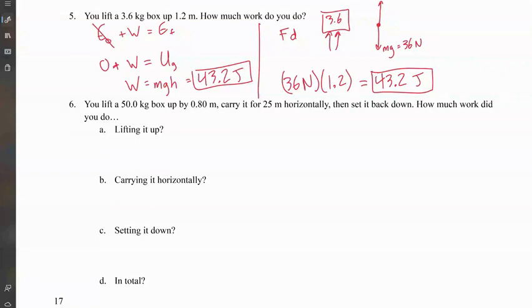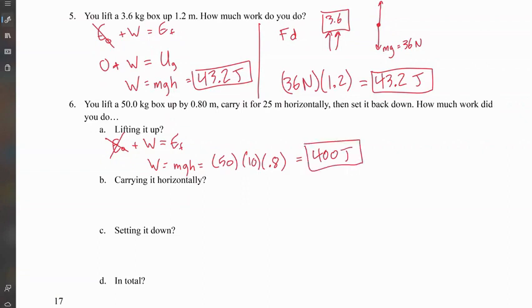Okay, so lifting it up, we could say similar to what we just did before. We could say energy initial plus work, because we're giving it energy and lifting it up, equals energy final. But we didn't start with anything, so work is just going to be mgh: 50 times 10 times 0.8. All right, so our work in this case would be 400 joules just for lifting it up.